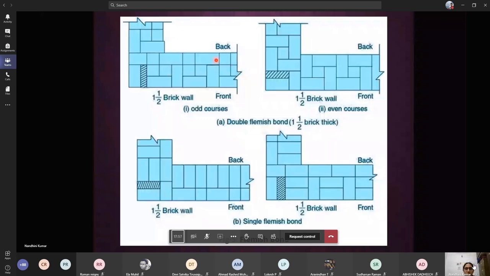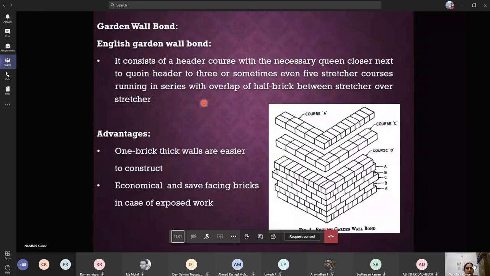Again, this is the back view. If you view from this side and this side, it will be the same. And this is garden wall bond. There are two types of garden wall bond: one is English garden wall, another is Flemish garden wall.